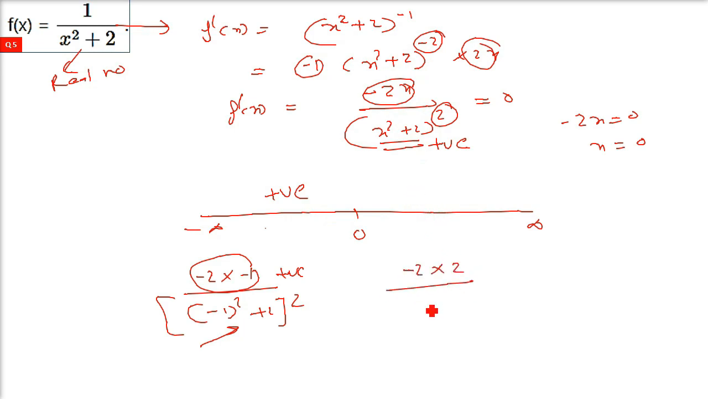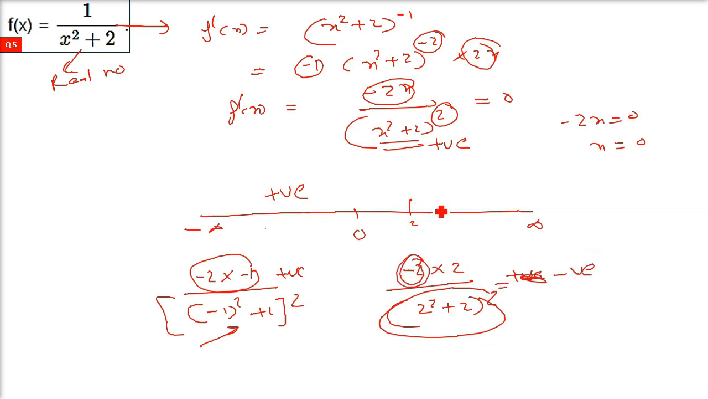Any value which is higher than 0, let us place at say 1 or 2. I am placing 2. Denominator you don't have to worry about, it will always be positive. Numerator is negative 2 into minus 2, which is minus 4. So it will be negative. So you are going from positive to negative, that is, you are at the higher point going to the lower point, that is you are at maxima. So this x equals to 0 is the point of local maxima.